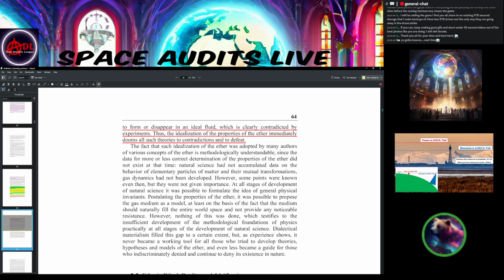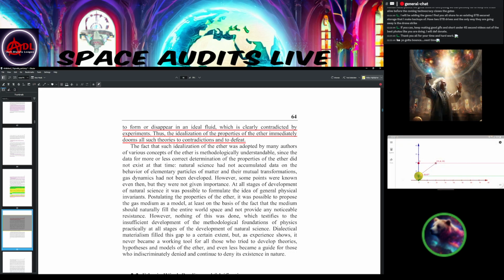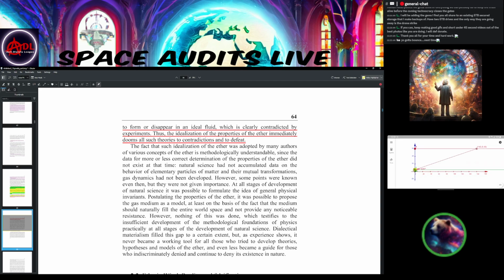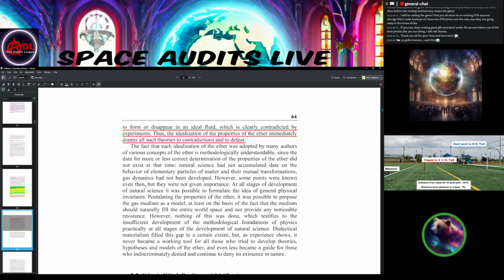The fact that the idealization of the ether was adopted by many authors in various concepts of the ether is methodologically understandable, since the data for more or less correct determinations of the properties of the ether did not exist at the time. Natural science had not accumulated data on the behavior of elementary particles of matter and their mutual formations. Gas dynamics had not yet been developed, however, some points were known even then, but they were not given any importance.